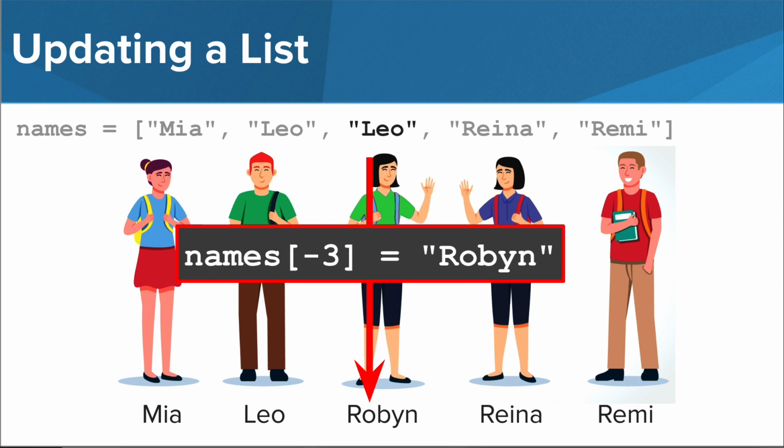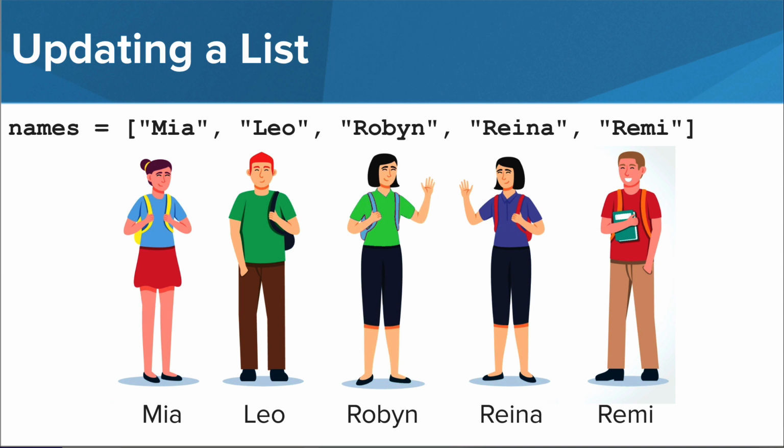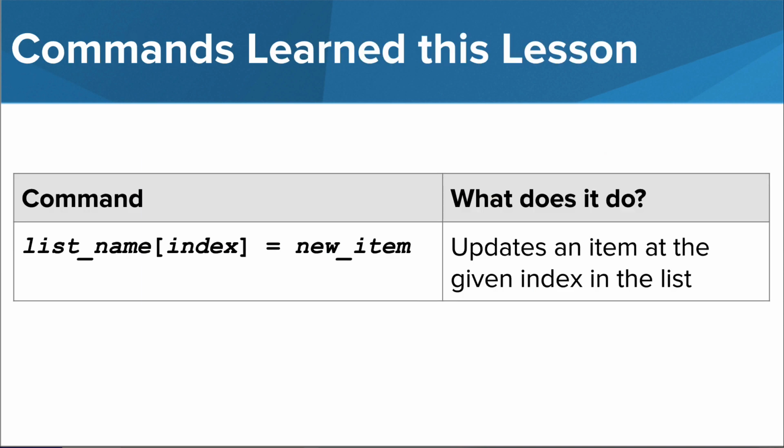Let's not forget that we can also use our negative index values. We can access the item using names at -3 and set it equal to Robin. Now our list of students is correct. In this lesson, we learned how to update items in a list.